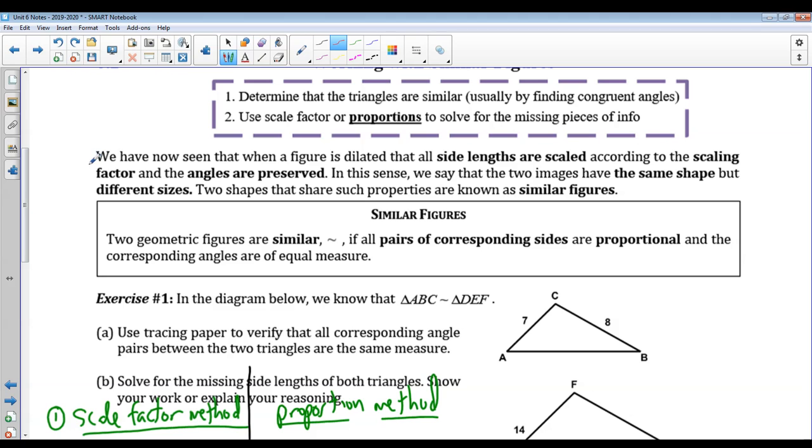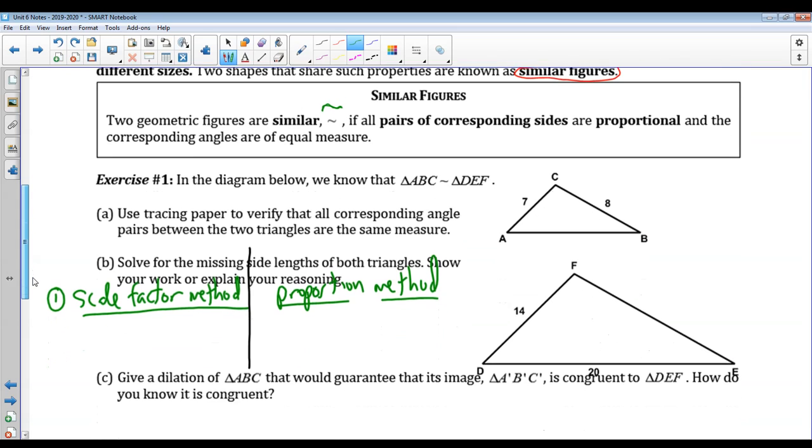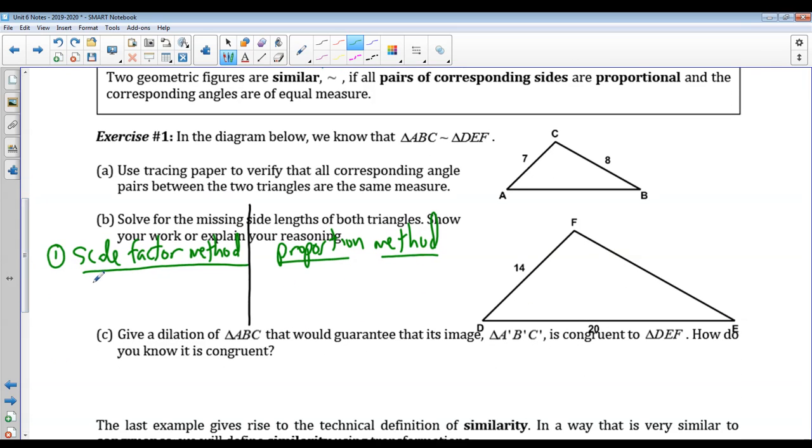All right, so we've now seen that when a figure is dilated, all the side lengths are scaled according to a scaling factor, and the angle measures are preserved. The angles don't change. So these figures are the same shape but different sizes, and that's kind of our main definition for when things are similar. All right, and our symbol for similarity is just like a congruency symbol, just without the two equal signs below it. So there's our symbol for similar, right? That's a big one we're going to need to identify. All right, so figures are similar if their sides are proportional and the corresponding angles are the same.